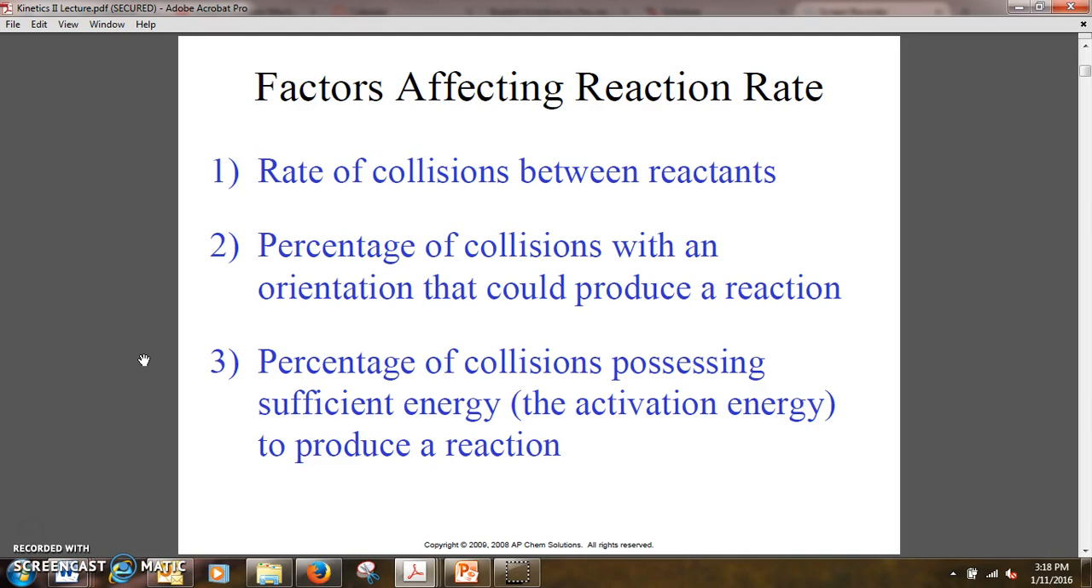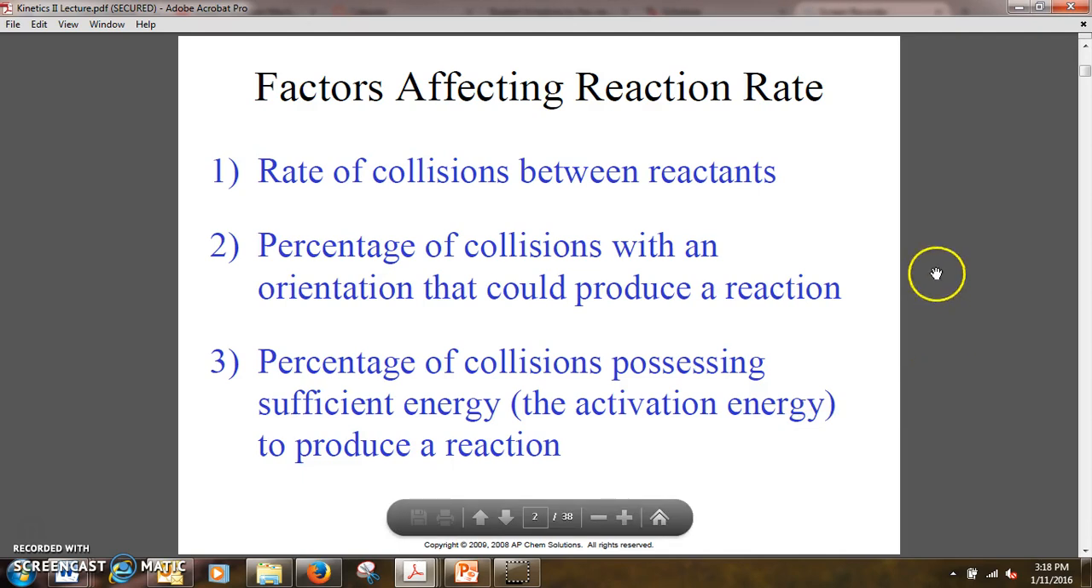Just like maybe you and your friend might be walking in the hallway a few feet from each other, but if you got your back turned to each other, you won't even see each other. So orientation is important. And then third, the percentage of collisions possessing enough energy, i.e. activation energy, to produce the reaction.